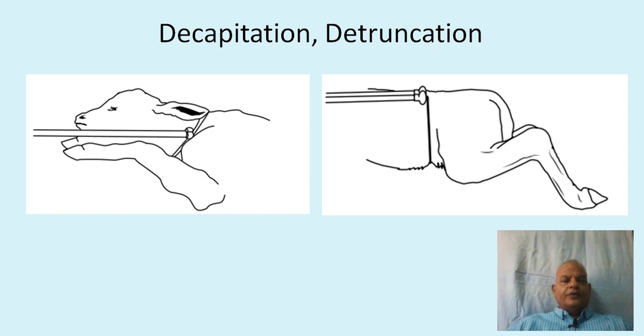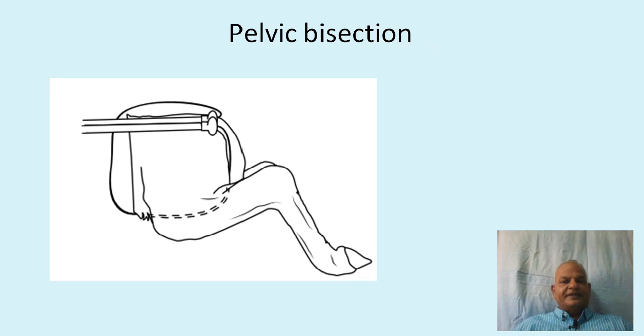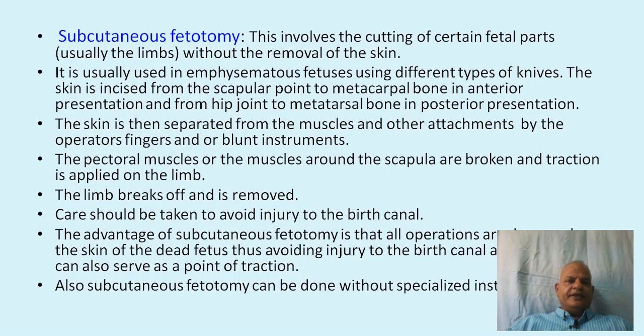and then this is how decapitation can be performed, detruncation can be performed. This is how pelvic bisection is done. Then the second approach is subcutaneous fetotomy. This involves the cutting of certain fetal parts, usually the limbs, without the removal of the skin. It is usually used in emphysematous fetuses using different types of knives.